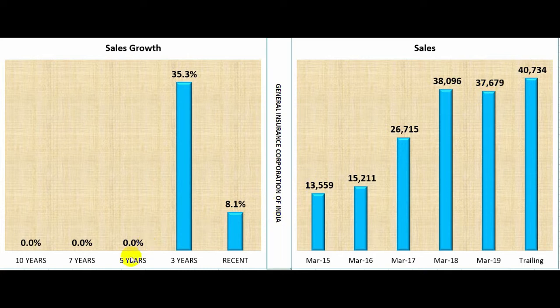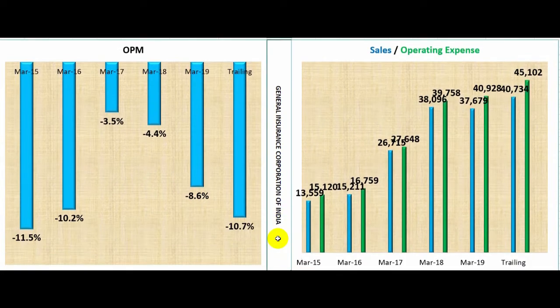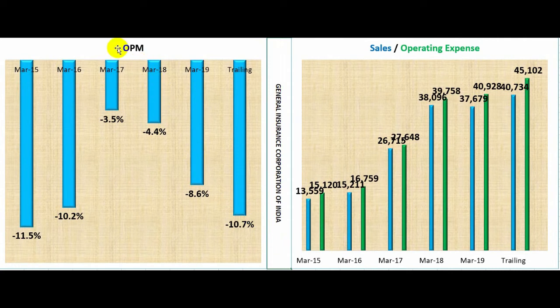We don't have the data for more than 5 years. We only have data for this company from March 15 till March 19. The company has been making operating losses from March 15 onwards till March 19. Even in the recent 12 months, it has made an operating loss of 10.7%.